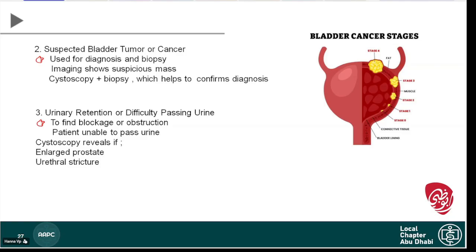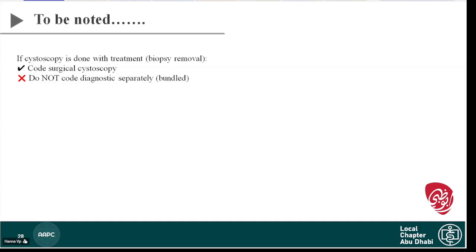So guys, let me show you a point to be noted here. We already discussed that cystoscopy is a surgical procedure, but it's a closed procedure. We can use it both to diagnose the disease and to do the treatment. So guys, if surgical endoscopy and diagnostic endoscopy come together, what should we code? The surgical endoscopy. See this?